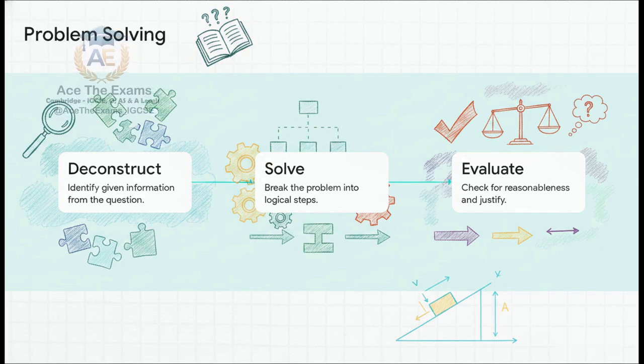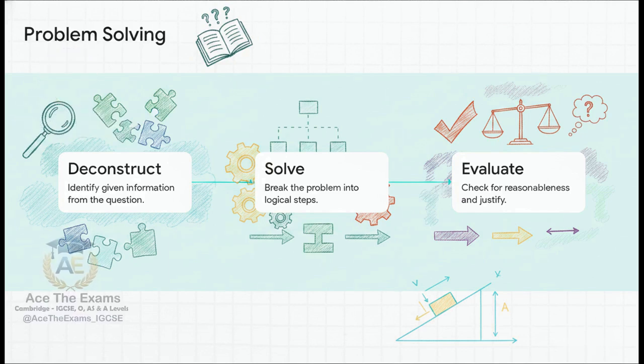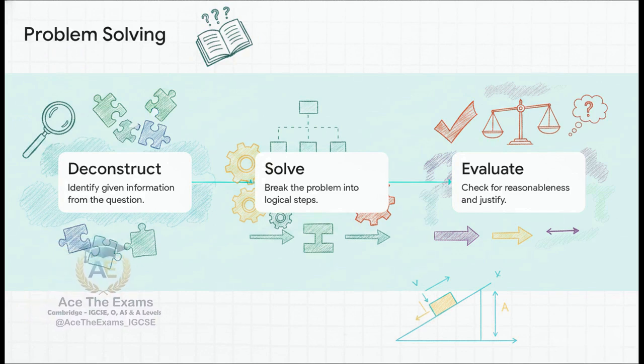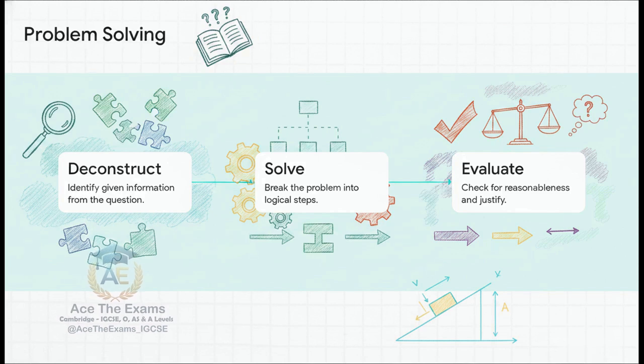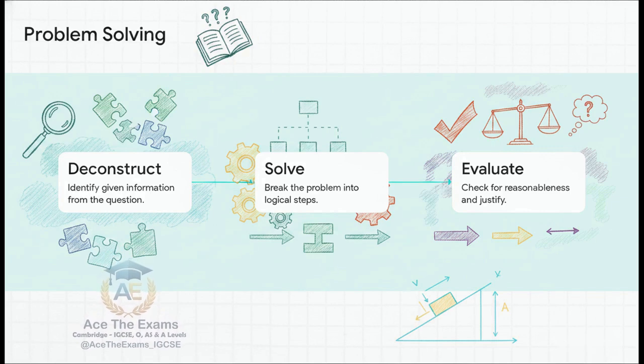Well, your point would be that the velocity vector must be resolved into components parallel and perpendicular to the plane. Your evidence is the given angle of the incline and the initial velocity magnitude. Your explanation is that using trigonometry, the perpendicular component is calculated as v multiplied by the sine of the angle of the incline. And your link? You'd say this perpendicular component is crucial for determining the normal contact force in a dynamic context. Now that is a 100% perfect mark-securing paragraph.